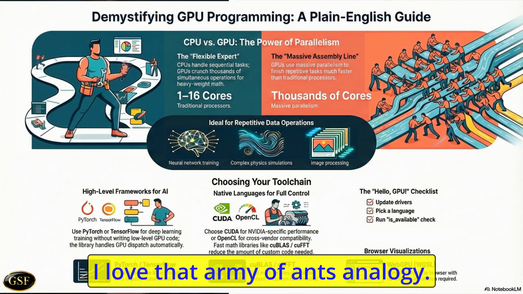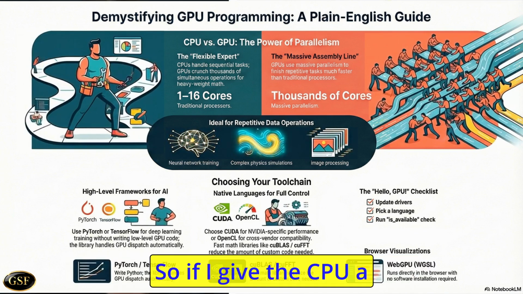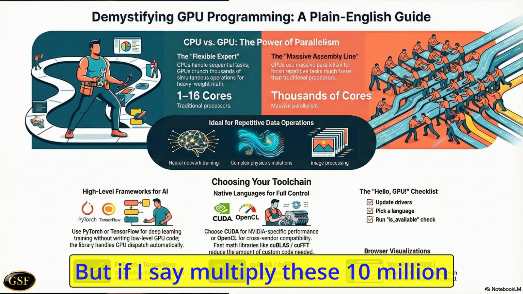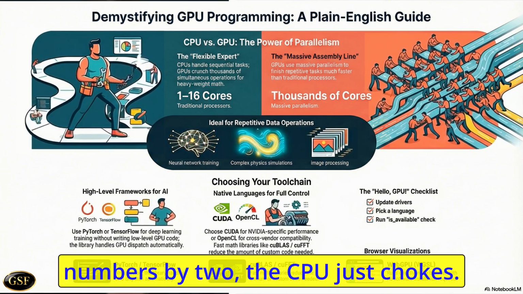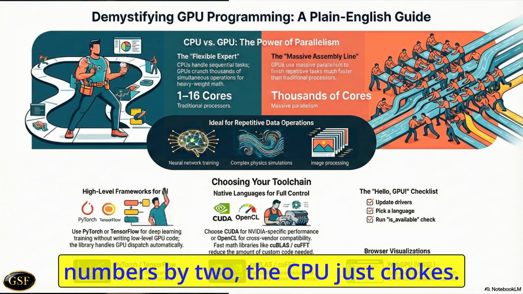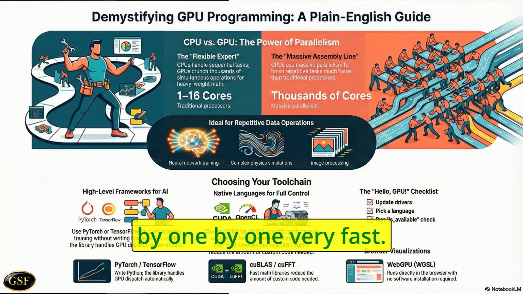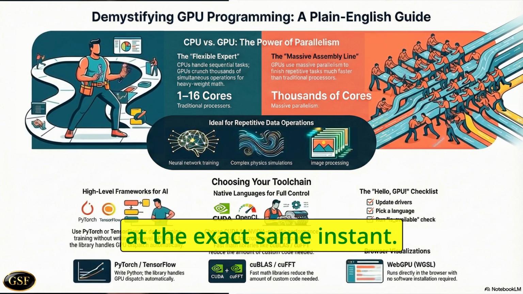I love that army of ants analogy. So if I give the CPU a complex logic puzzle, it wins. But if I say multiply these 10 million numbers by 2, the CPU just chokes. The CPU would do it one by one, very fast. The GPU does all 10 million at the exact same instant.